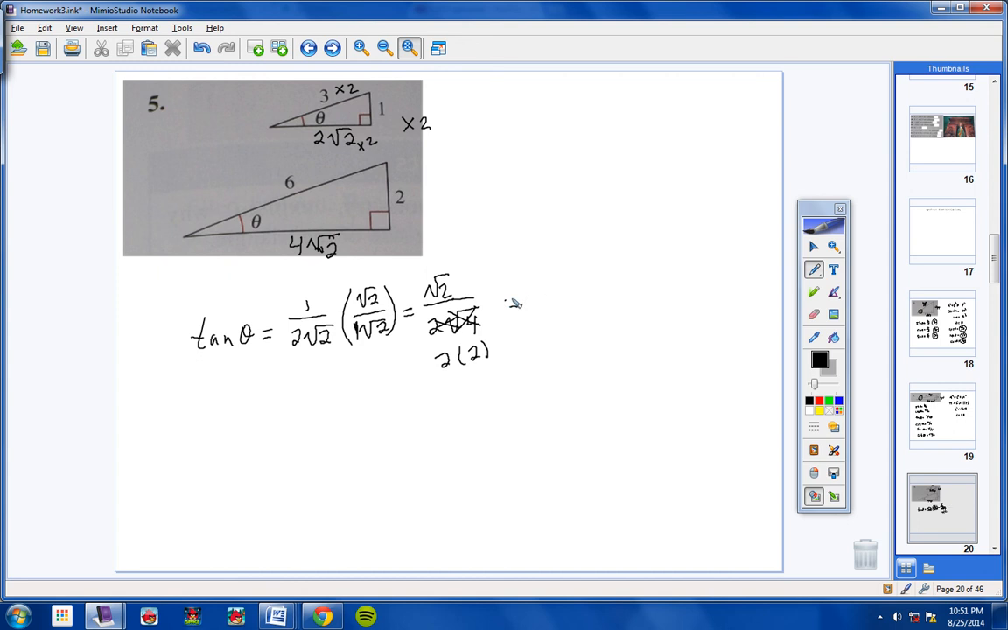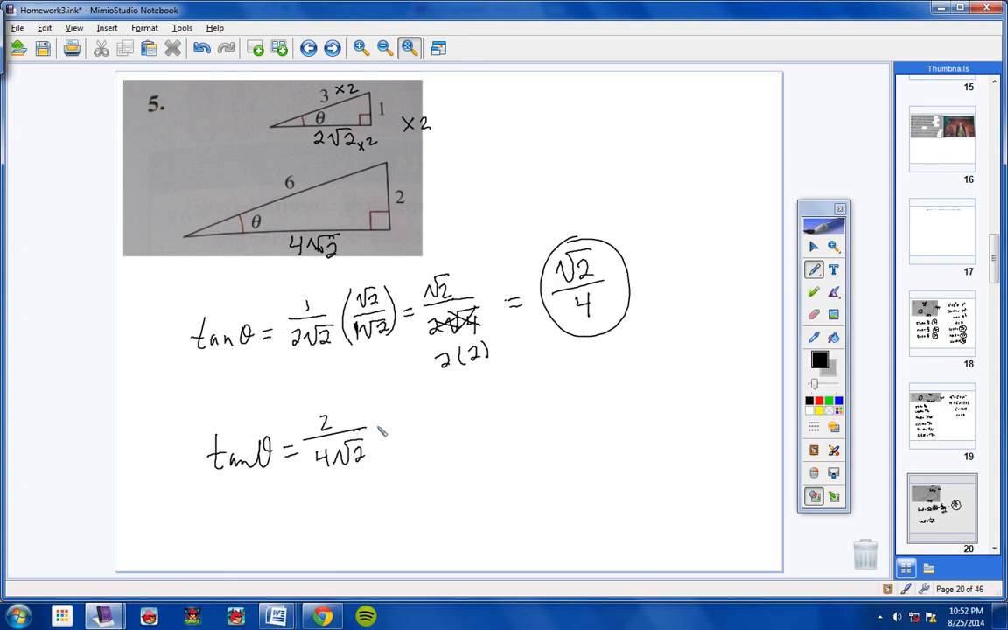So I end up with the square root of 2 over 4, and that's the correct answer. And by the way, if I found the tangent of theta using this bottom triangle here, I would get the exact same answer. I'll show you very quickly. Opposite over adjacent. There we go.